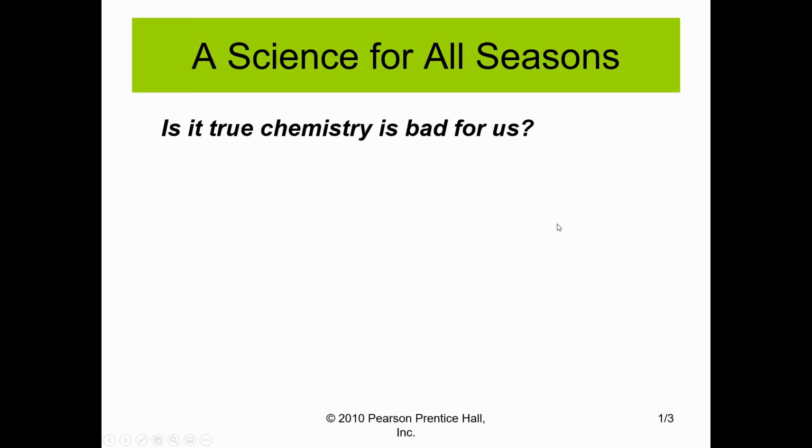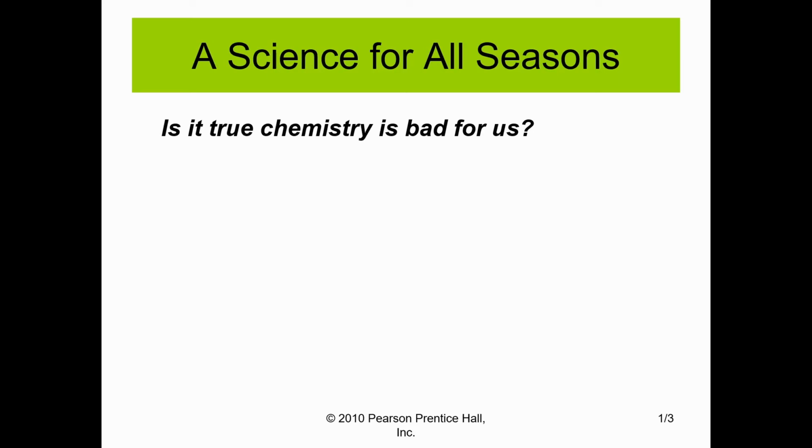So one of the questions, just to kind of get us started here, is: is it true chemistry is bad for us? This is an interesting question to think about. Sometimes in the media, we might see different chemicals that are bad for us. So there are some examples, right? If you were to consume a chemical which is toxic, that would be an example of chemistry being bad for us. For example, the different pesticides that are used or different poisons, right?